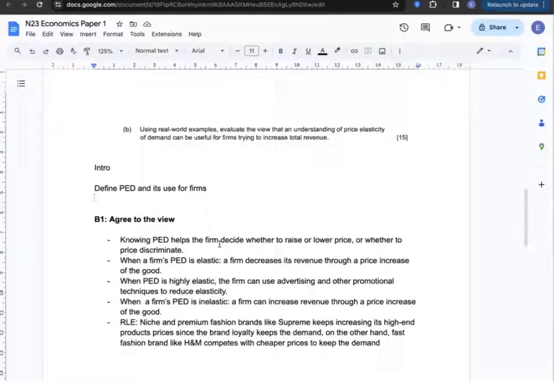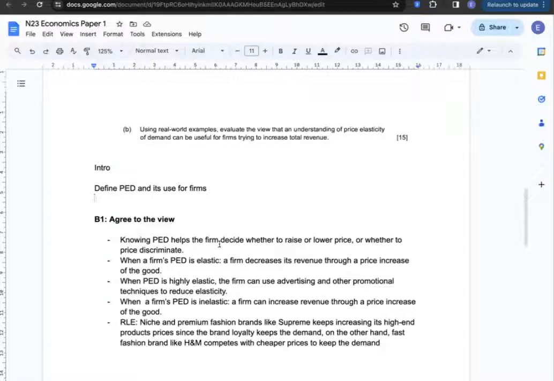To be more specific, when a firm's PED is elastic, a firm decreases its revenue through a price increase of the good. So when PED is highly elastic, the firm can use advertising and other promotional techniques to reduce elasticity. On the other hand, when a firm's PED is inelastic, a firm can increase revenue through a price increase of the goods. I can draw both inelastic and elastic demand diagrams showing the different sizes of firms' revenues when there are price changes.